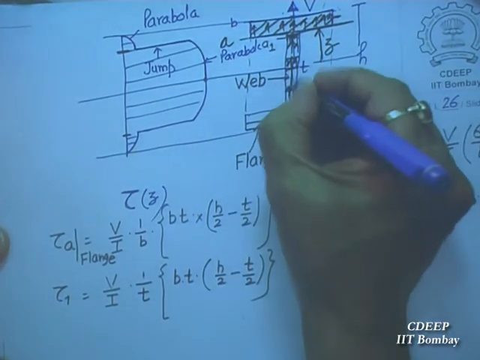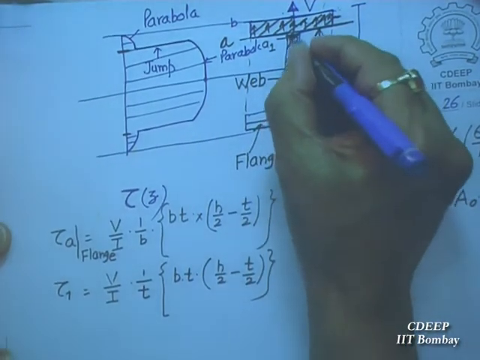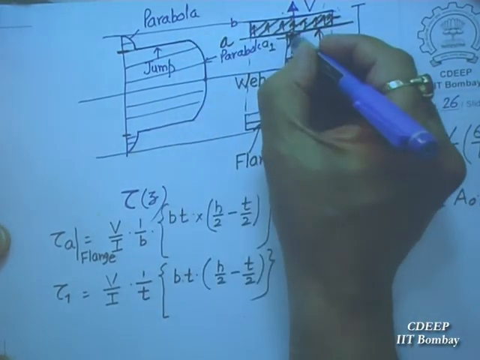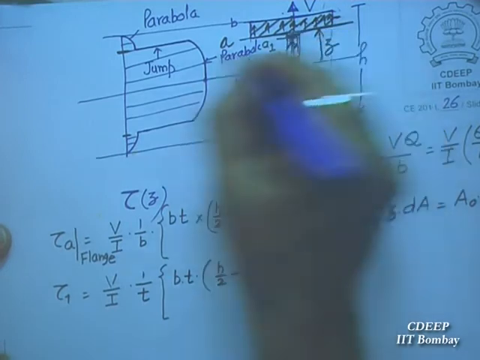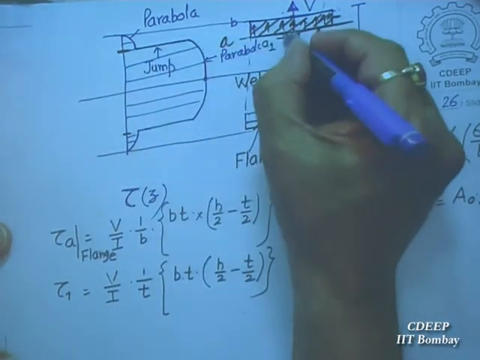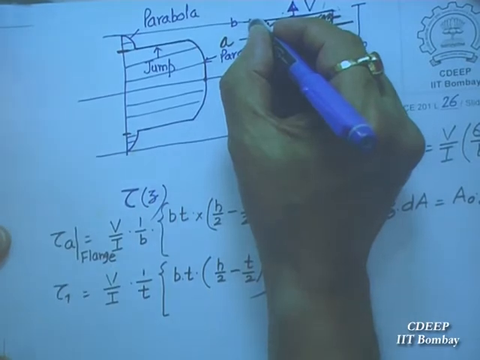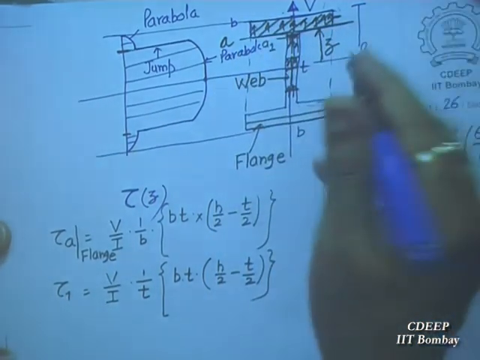So here you can show it by a bigger arrow, a smaller arrow, a smaller arrow. Here it will be bigger. In the web it will be bigger. Suddenly in the flange it becomes smaller. And it becomes 0 here. Do you get it? Vertical. All quantity will be vertical.